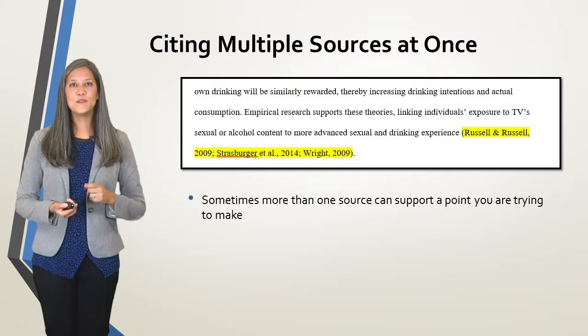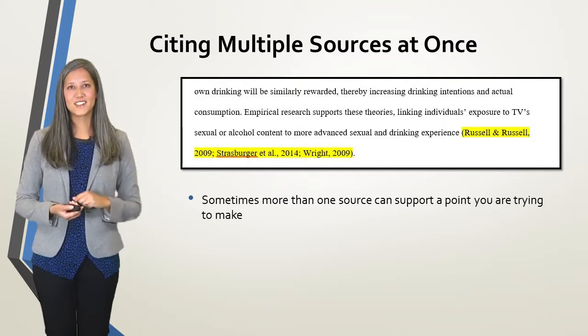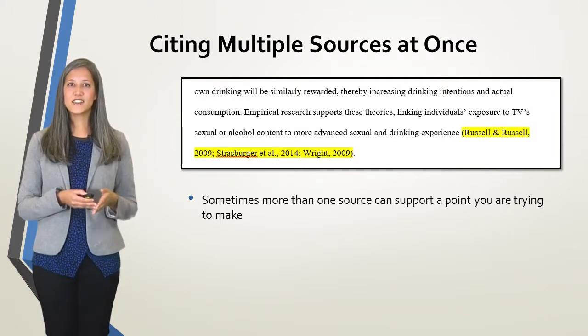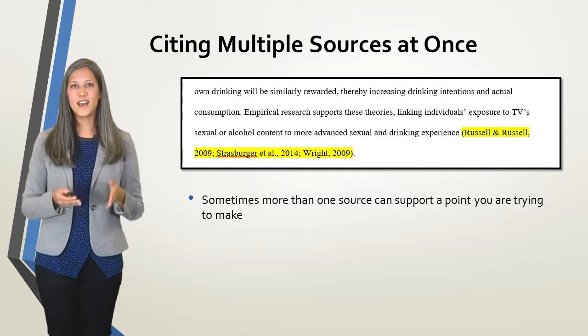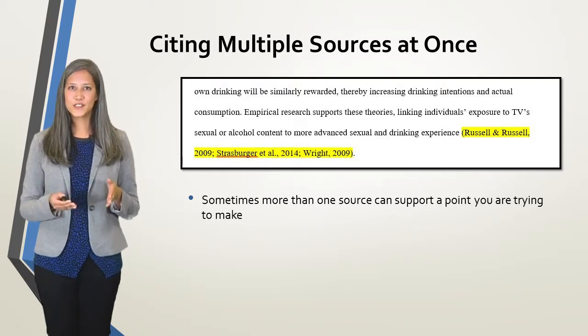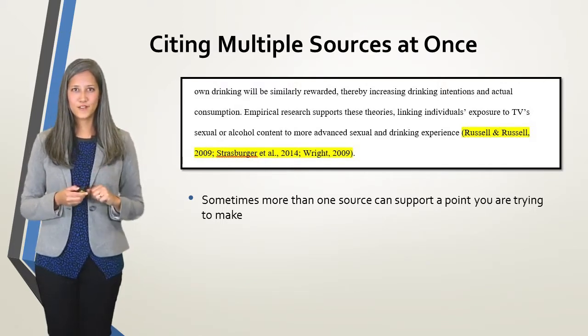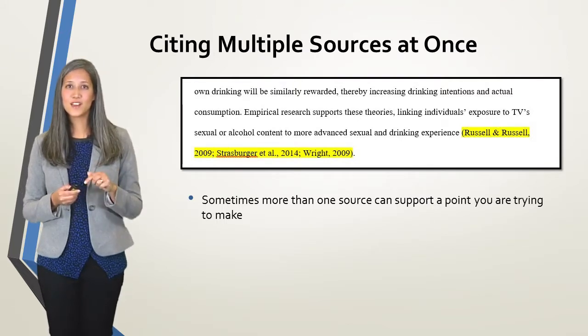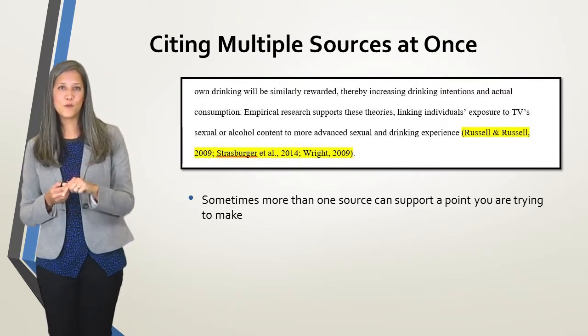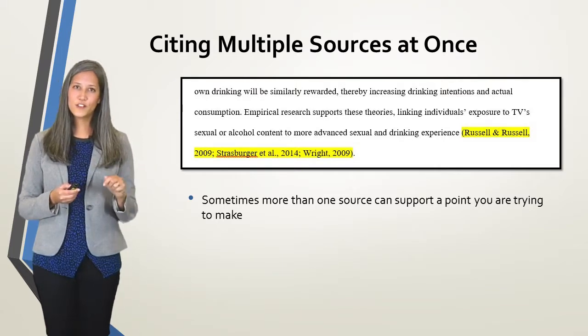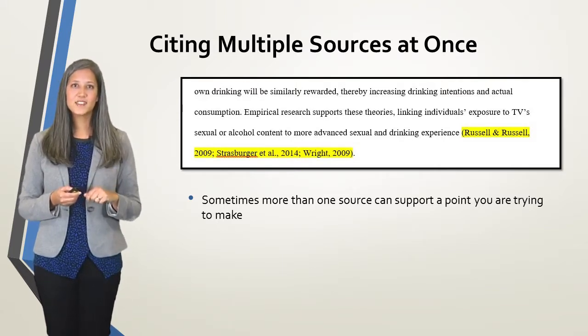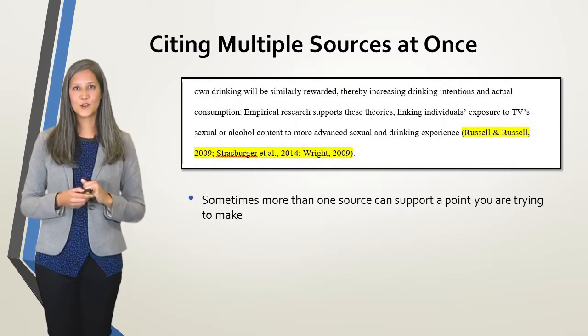Here's how you format multiple citations in a single sentence. Place the citations in alphabetical order based on the last name of each source's first author. So Russell comes before Strasburger, and Strasburger comes before Wright. So place Russell first, Strasburger second, and Wright last. Then separate these entries with a semicolon.